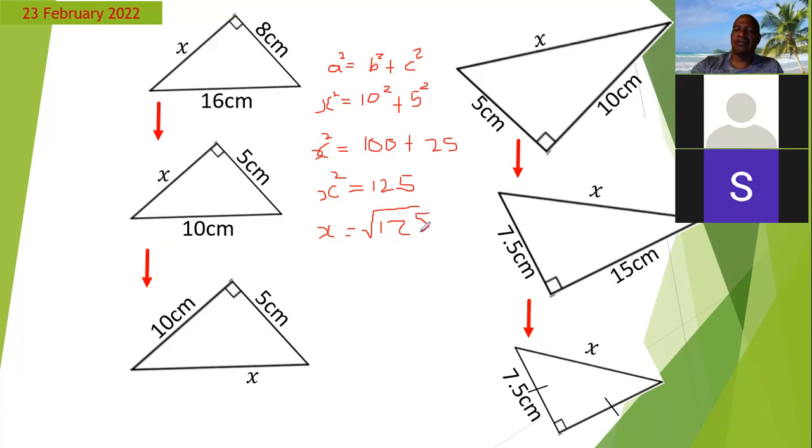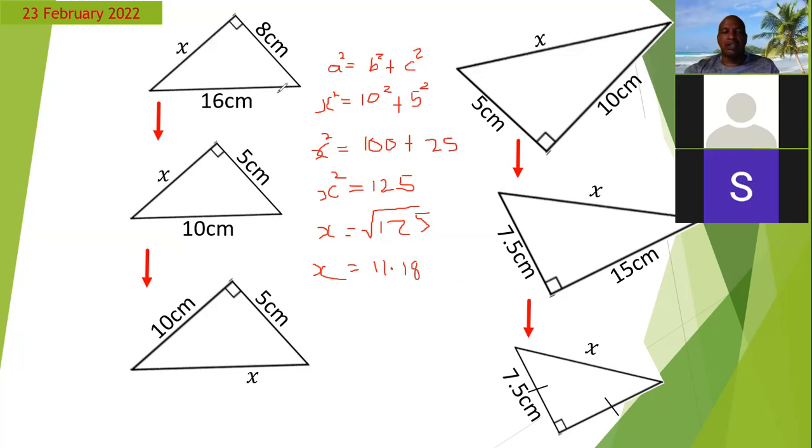I don't want you to confuse square with square root. Square root is the opposite of square. All right. So the square root of 125 is what? 11.18. I heard you guys calling the numbers after the point all the time, but it's not correct to say 11.18 like that. So please do say the correct thing. All right, Ms. Shamel? Yes, sir. Okay, so that would be the answer.